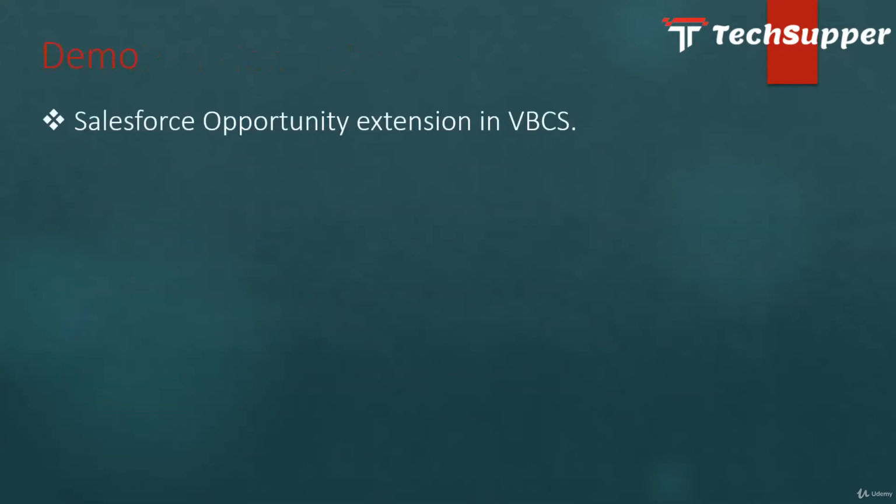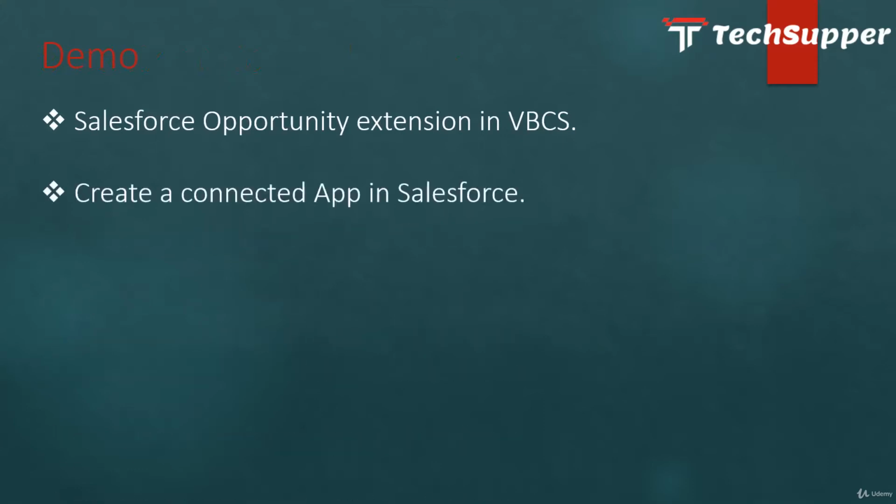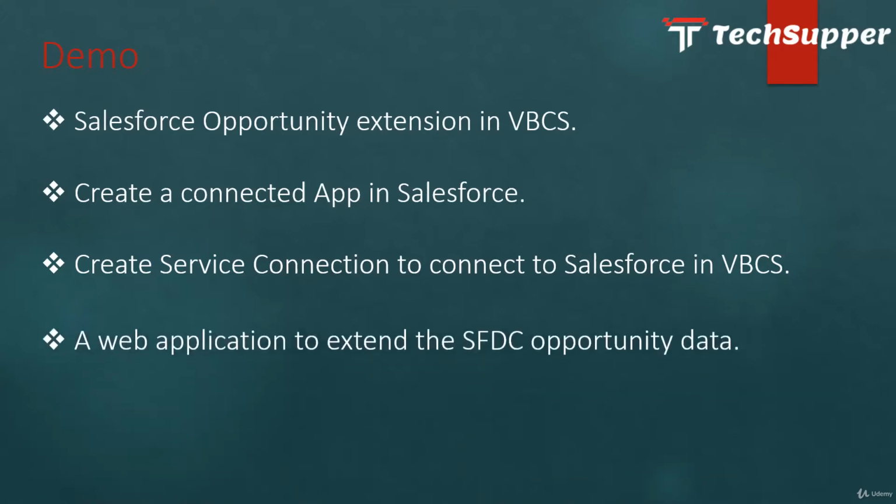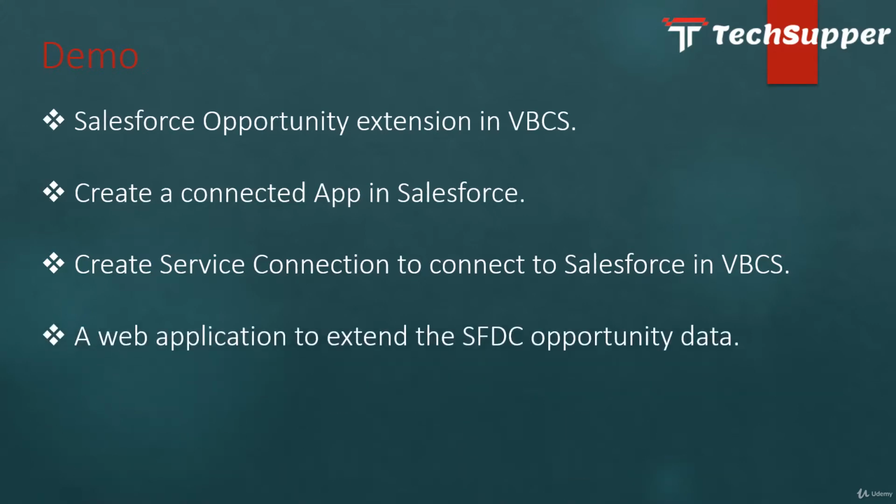For this demo, we are going to look at how to extend the Salesforce opportunity in VBCS. For this, we will create a connected app in Salesforce, which will be used to interact with the REST APIs of Salesforce. And we will create a service connection in VBCS to connect to the Salesforce REST APIs. And we will create a web application in VBCS to extend the SFDC opportunity data.